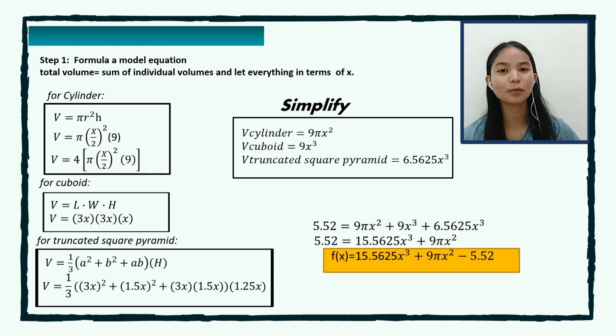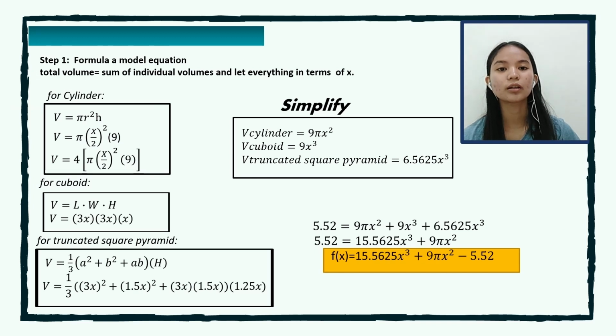Computation. To solve the problem, we will follow these steps. Step 1. Formulate a model equation. To formulate the model equation, we will use figure 2. As we see from the figure discussed by Rafael, we have a cylinder, a cuboid, and a truncated square pyramid.